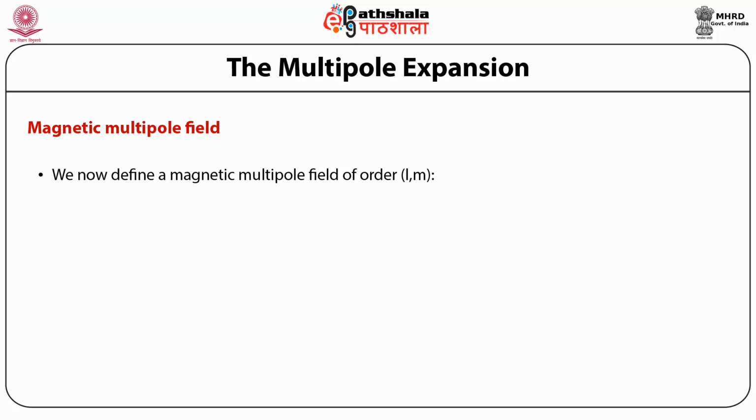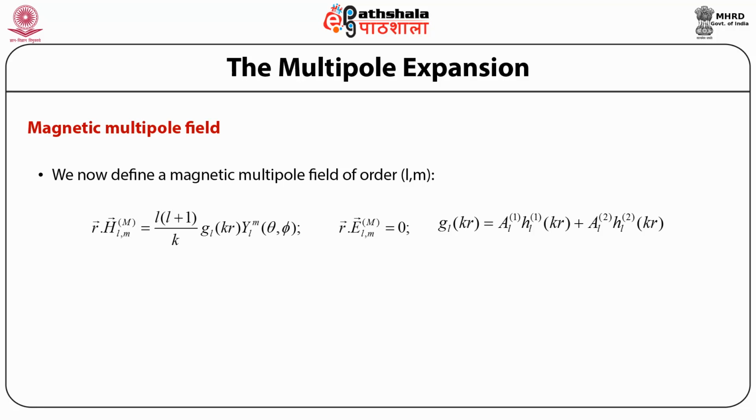We now define a magnetic multipole field of order lm in the following way. r vector dot H vector lm raised to power M equals l into l plus 1, whole divided by k, into g_l as a function of kr into Y_lm as a function of theta, phi, and r vector dot E vector lm raised to power M equals 0, where g_l as a function of kr is equal to A_l1 h_l1 kr plus A_l2 h_l2 kr.